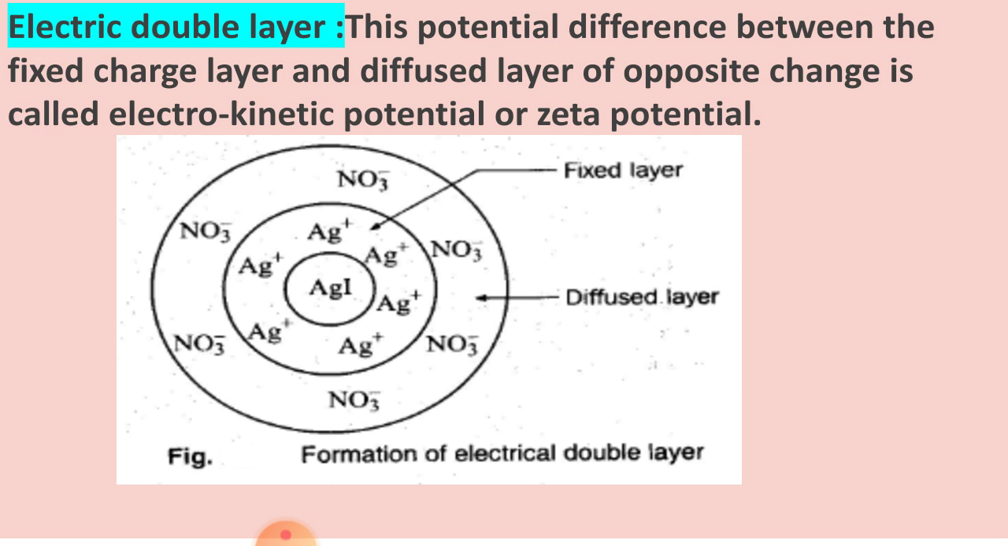Due to the development of two types of charges, plus charge and negative charge, it develops a potential. That potential is known as zeta potential. So only this you have to learn for the board examination: what is the zeta potential, or electrokinetic potential?